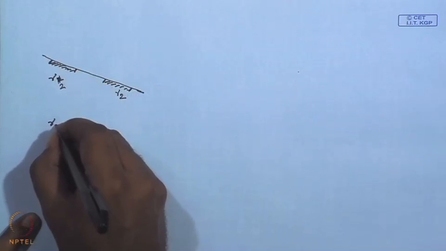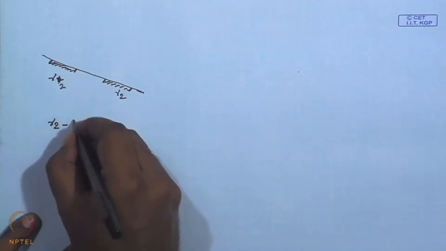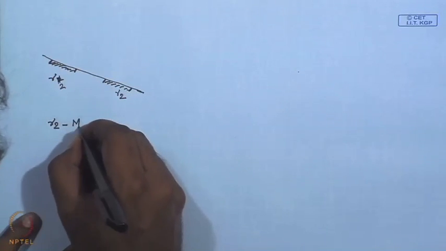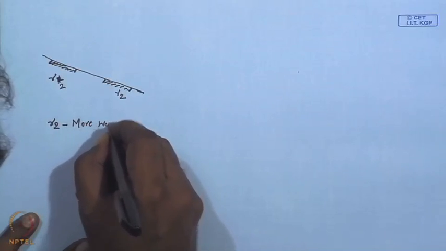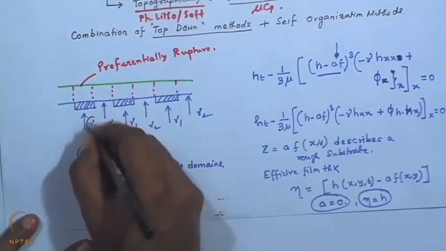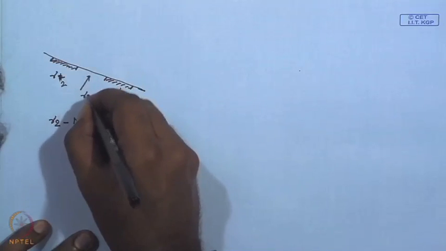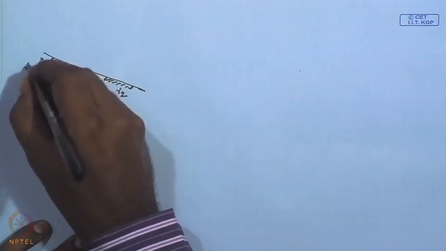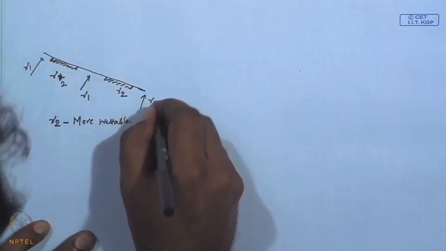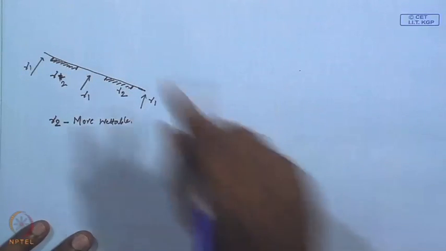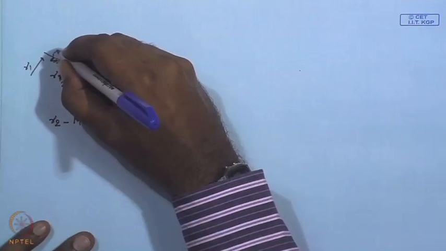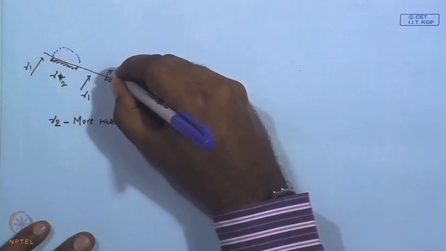Okay. So, gamma 2 let us say is less wettable, or gamma 2 is more wettable, I am sorry. That is how we have drawn the picture. Gamma 1 is less wettable. So, these are the domains with gamma 1, let us say. Film has ruptured and it has now got accumulated over these zones.